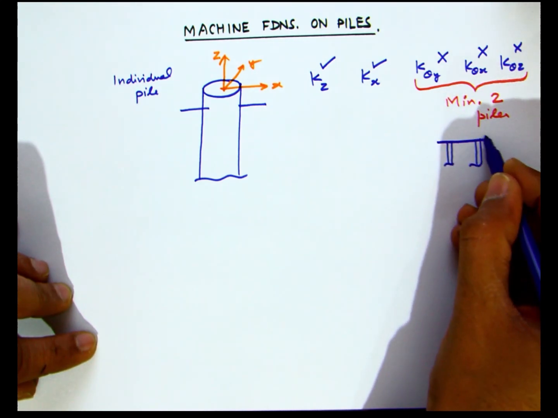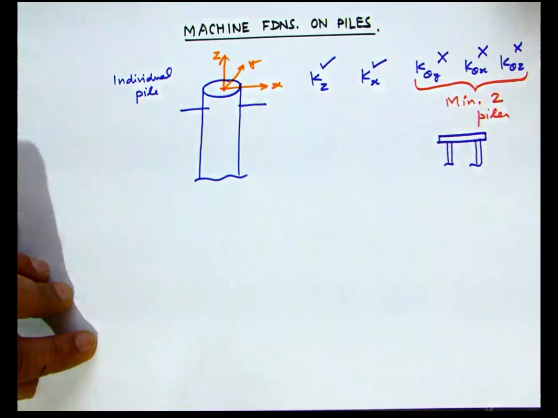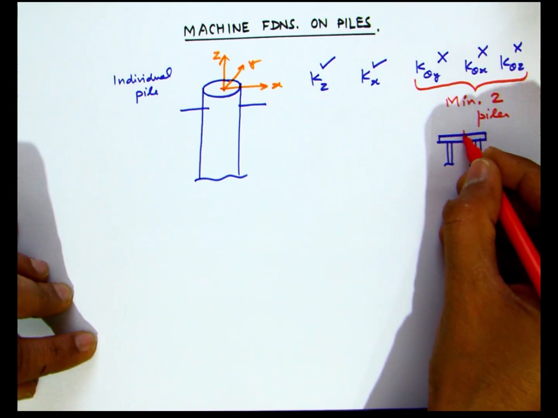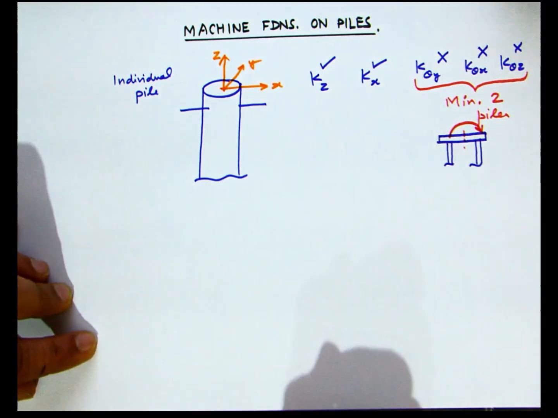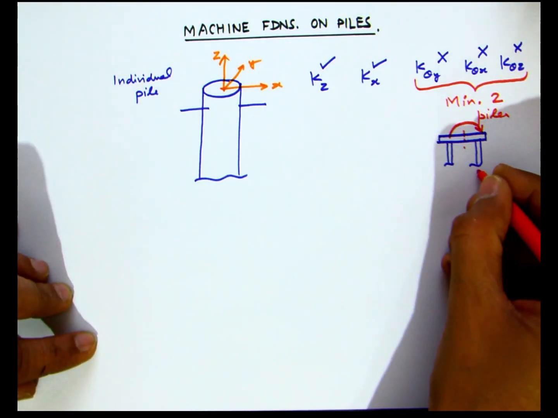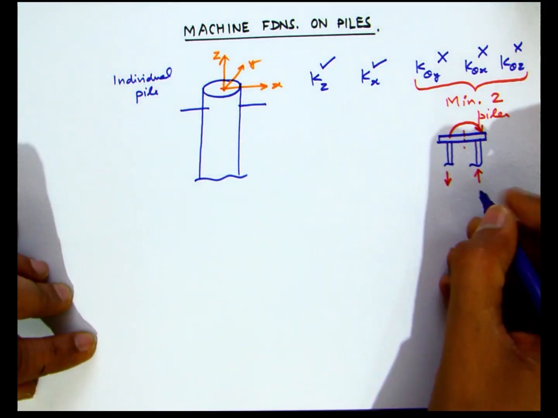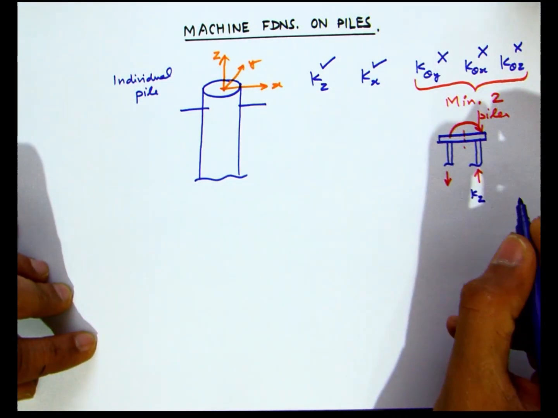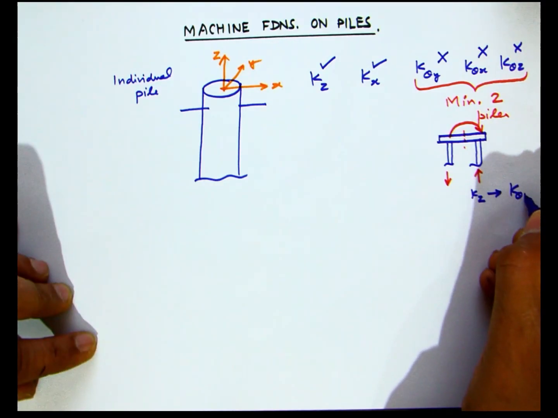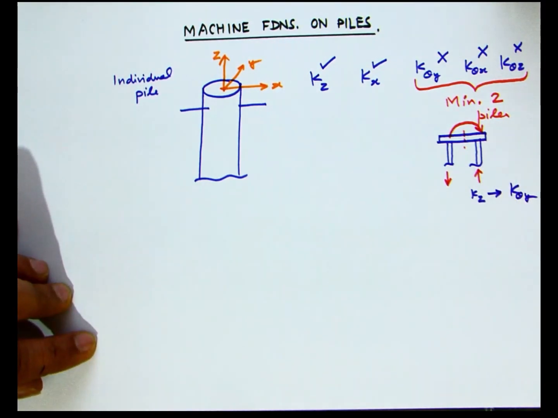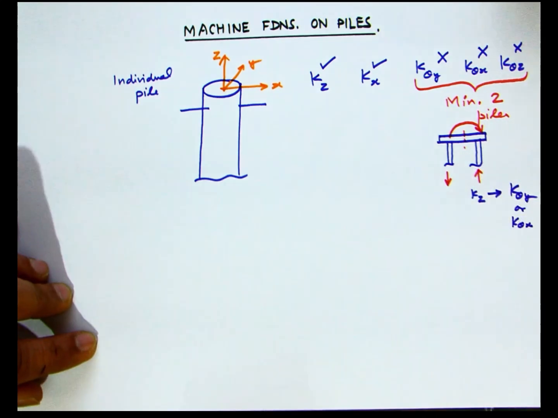For example, here we are showing the elevation with 2 piles connected by a pile cap at the top, and here a bending moment My is applied. So basically this is resisted in terms of the push and pull effects in the 2 piles. So essentially it's the vertical stiffness Kz which is leading to the bending stiffness K theta y or K theta x.